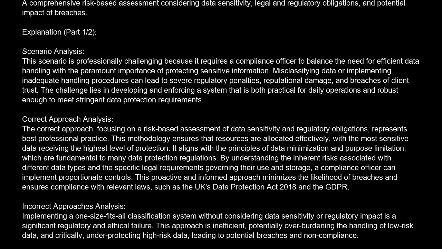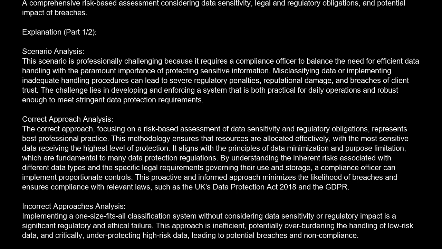This proactive and informed approach minimizes the likelihood of breaches and ensures compliance with relevant laws, such as the UK's Data Protection Act 2018 and the GDPR. Incorrect approaches analysis. Implementing a one-size-fits-all classification system without considering data sensitivity or regulatory impact is a significant regulatory and ethical failure. This approach is inefficient, potentially overburdening the handling of low-risk data, and critically, underprotecting high-risk data, leading to potential breaches and noncompliance.